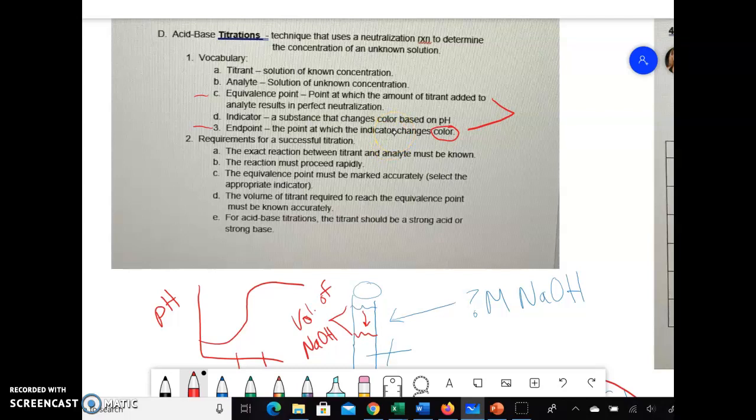So the requirements, just kind of go through these. The AP exam loves to ask you concept questions about labs. So they love to ask you, especially multiple choice questions about things like titrations. So just make sure you read through these. You guys can just read through these on your own. I don't see that I put on here that the equivalence point and the endpoint should match. And we'll talk about indicators at another time. Indicators can turn color at various pHs. They don't always turn color at a pH of 7. So these two should match if you do it correctly.